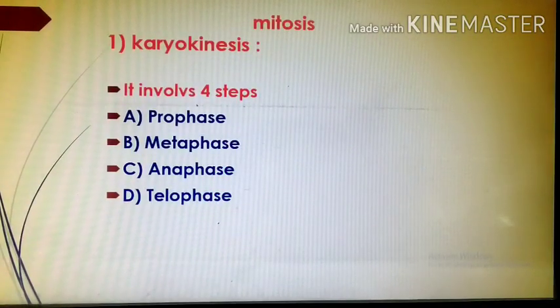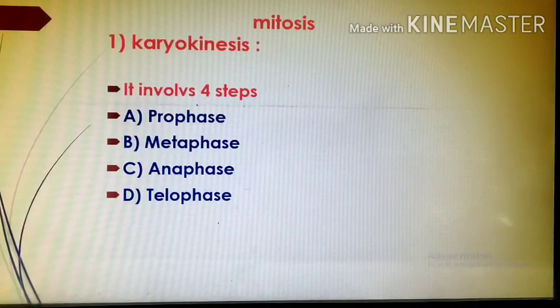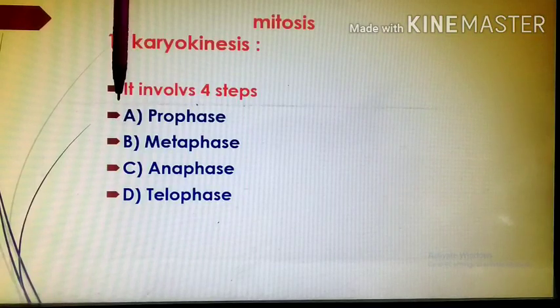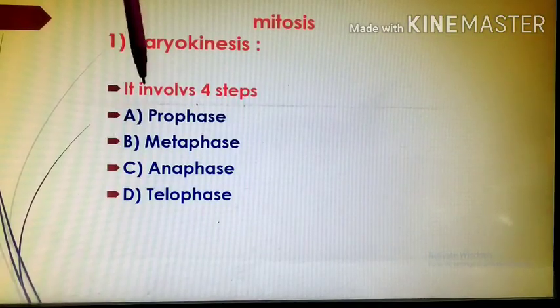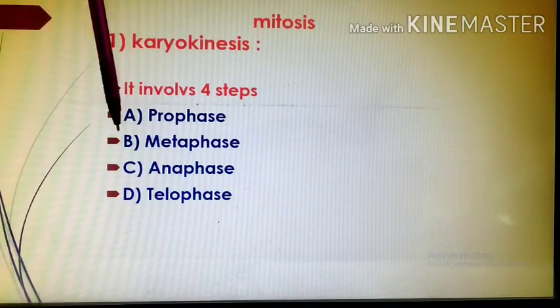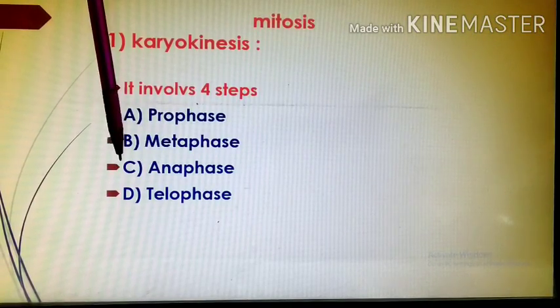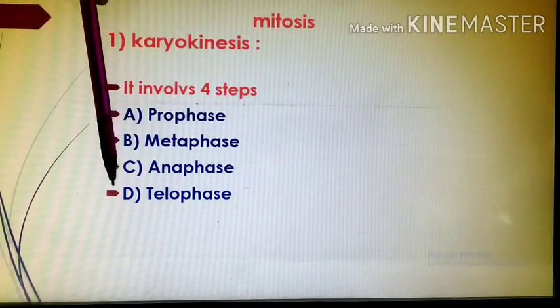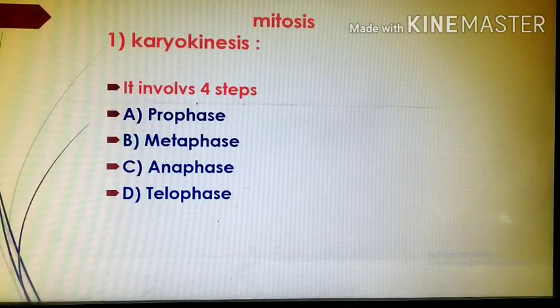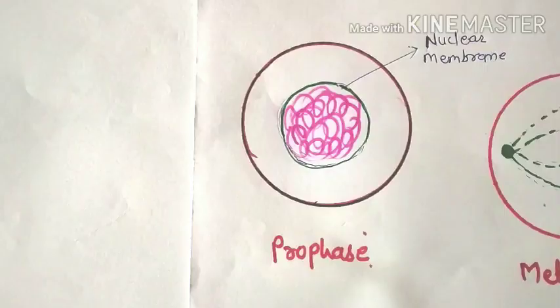Let us see what is karyokinesis. The nuclear division completes in the karyokinesis. This karyokinesis involves four different steps. Number one, prophase. Number two, metaphase. Number three, anaphase. And number four, telophase. Let us see one by one.